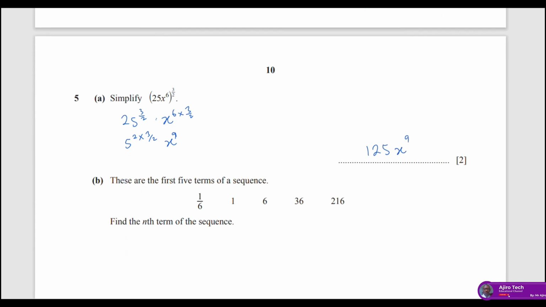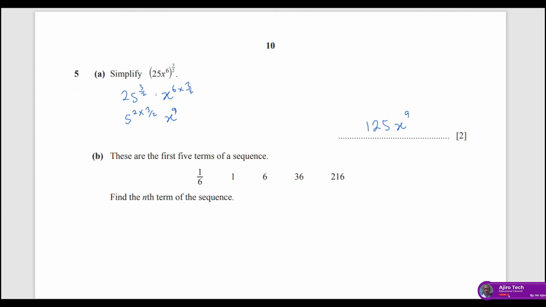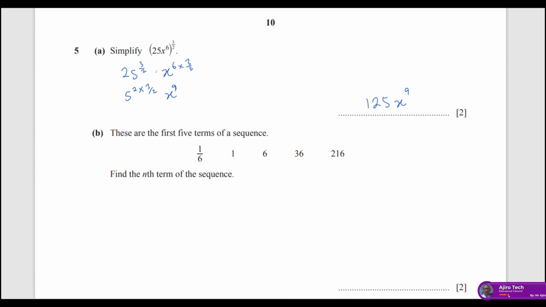Now, these are the first 5 terms of the sequence. Find the nth term of the sequence. You can see that it is multiplying: we are doing times 6, times 6, times 6, times 6. Therefore, this is a geometric sequence, or GP, or we can call it an exponential sequence.